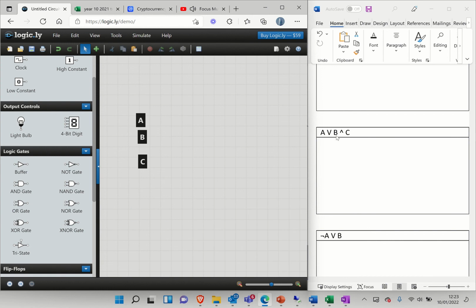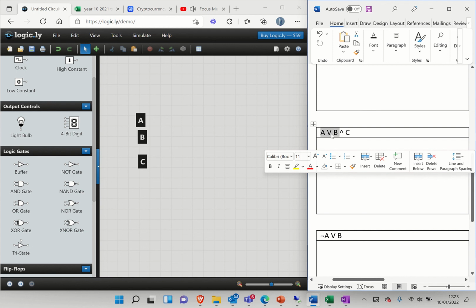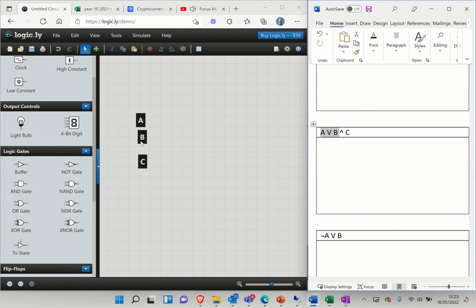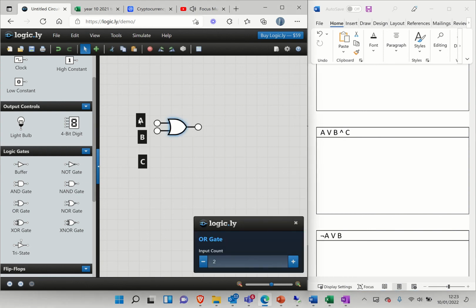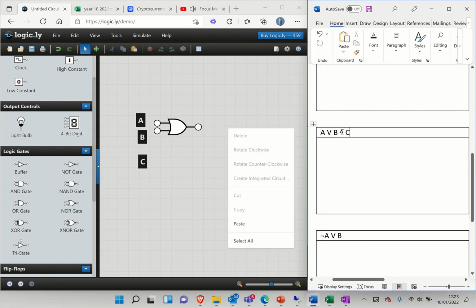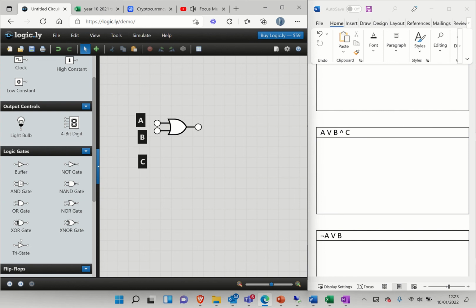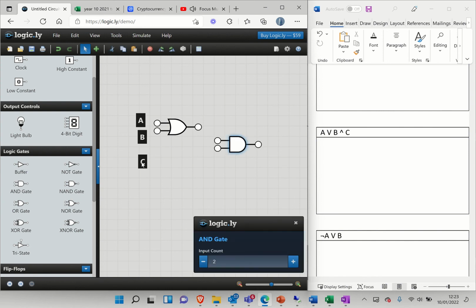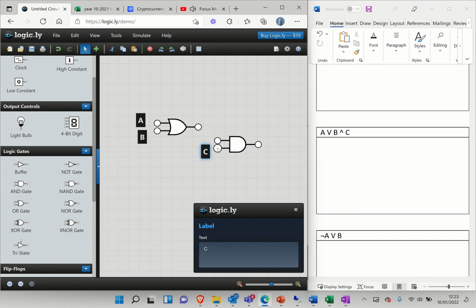So the same principles apply. So we've got to work out what I'm going to do first. Because there's no brackets, I just do it in order. So it's A OR B. So I'm going to copy the OR, and that is going to go next to these guys. So that's my A here, and that's my B there. Then I need to do the AND C. So my AND comes next. It's the second thing I'm going to have in my diagram. And the C is going to be on that.